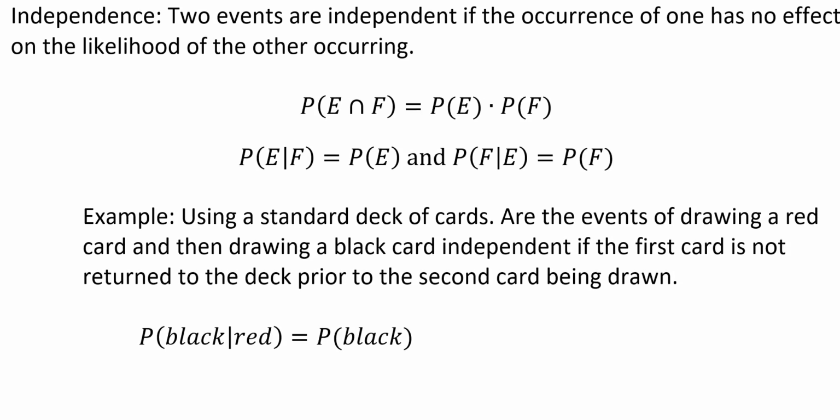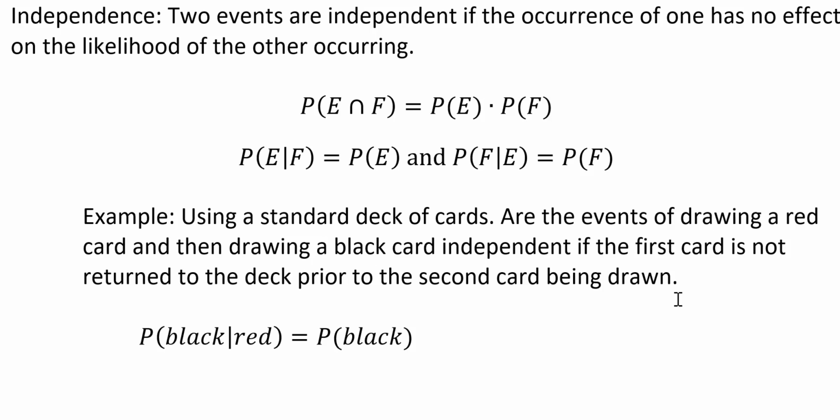Two events are independent if the occurrence of one has no effect on the likelihood of the other occurring. Well, let's take a look first at an example before we jump into these formulas. So, example, using a standard deck of cards, which has 52 cards, and we know half of them are red and half are black. Are the events of drawing a red card and then drawing a black card independent if the first card is not returned to the deck prior to the second card being drawn?